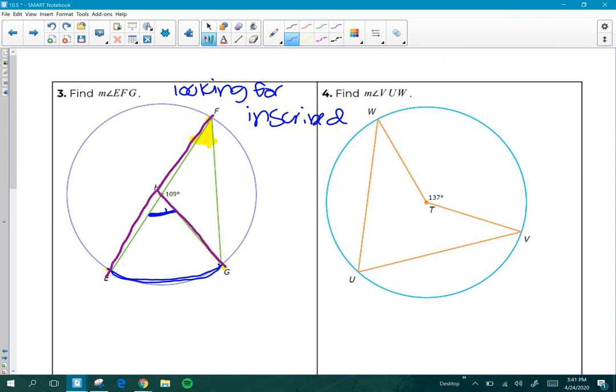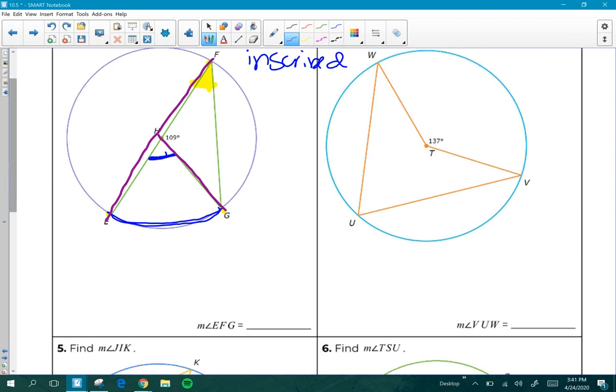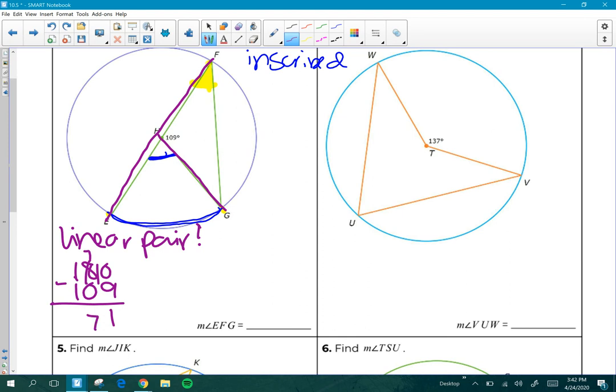And that straight line is split into 2 angles, right? So this is where your linear pair comes into play. So I have a linear pair. That's my first step. So in order to find the measure of the central angle EHG, I have to do 180 minus 109. Gotta borrow 7. I get 71. So this guy is 71 degrees.